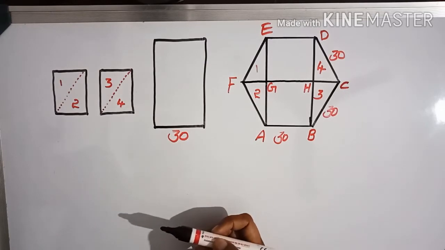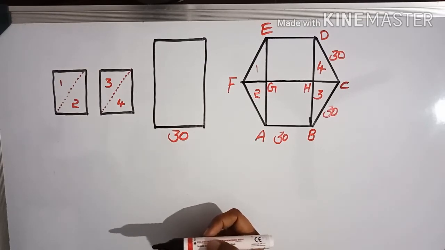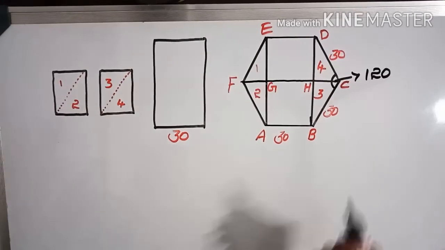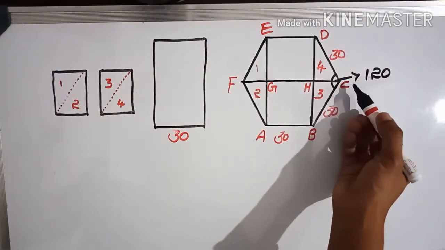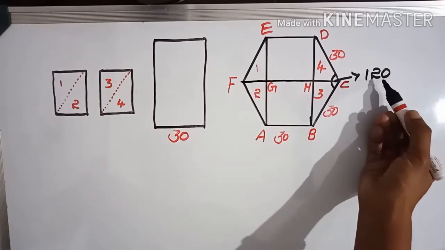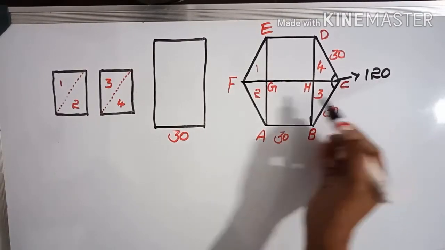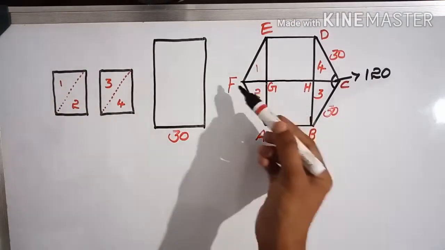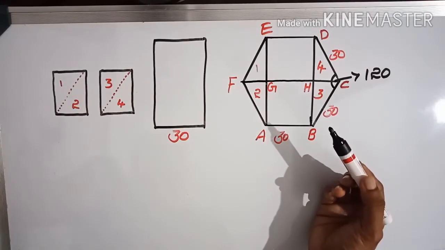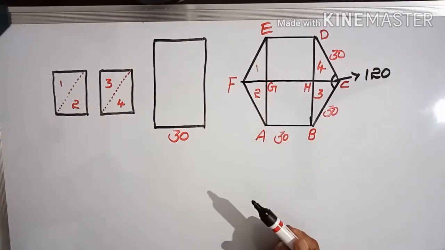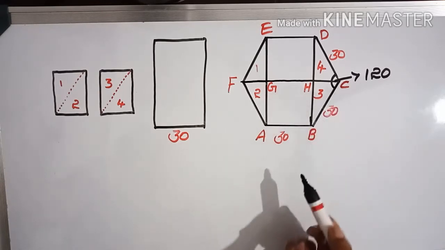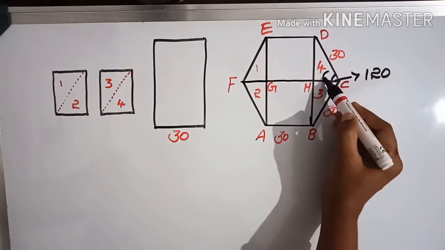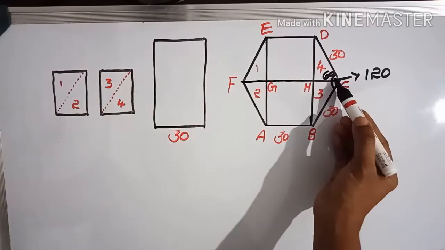For that, as it is a regular hexagon, we know one angle of a regular hexagon is 120 degree. So when we consider this angle C, the total angle C is 120 degree, and F and C are opposite vertices. That means FC is a diagonal. All the diagonals will divide the angle into equal halves because it is a regular hexagon. In the question itself it is given that all the sides are equal, so this is a regular hexagon. So total 120 degree means this angle will be 60 degree.